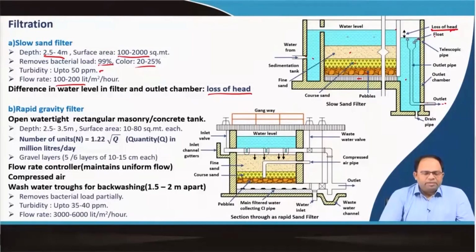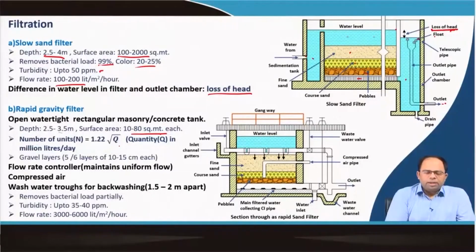Then we have rapid gravity filters. These are open watertight rectangular masonry or concrete tanks, and the depth is 2.5 to 3.5 meters and the surface area is 10 to 80 square meters each. So, you can see the size is much smaller compared to slow sand filters, because here everything has to be done faster. So, instead of having one unit, we have multiple units, and water goes parallelly into all these units and then it is taken out.